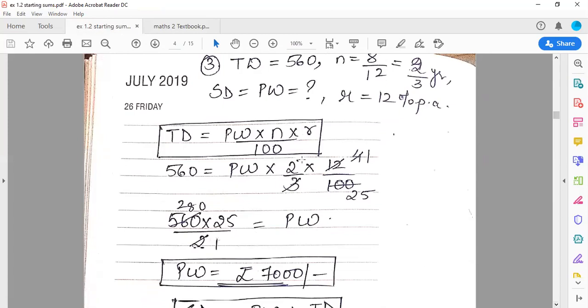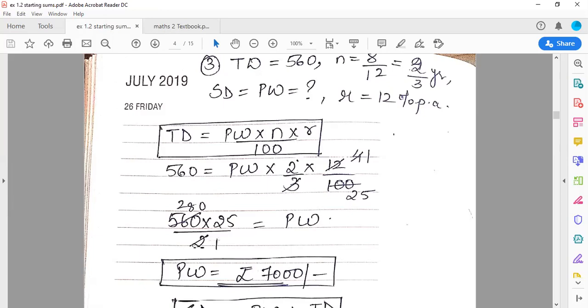So TD 560 given, N is equal to 8 months. So we'll convert that into years. 8 divided by 12, which is 2 upon 3 years. Now SD and PW we don't know. Rate of interest 12% per annum. So we have only TD. So remember point number 1, we'll put the TD formula. TD is equal to PW into N into R upon 100. So by putting the TD formula, we'll get the value of PW. As you all can see, I've got the value as 7,000 over here by substituting the formula.